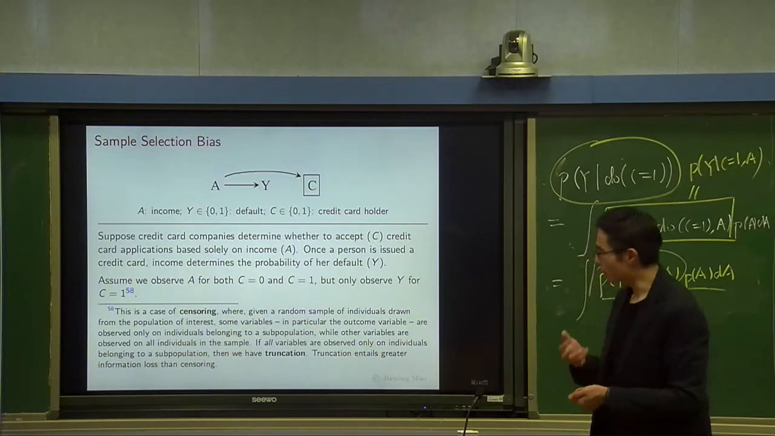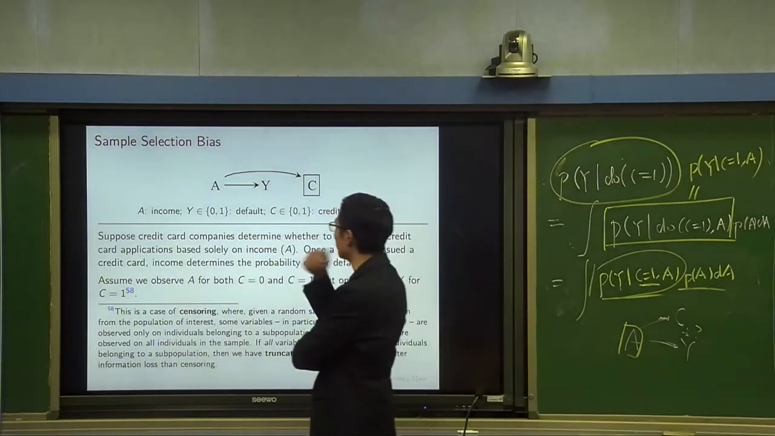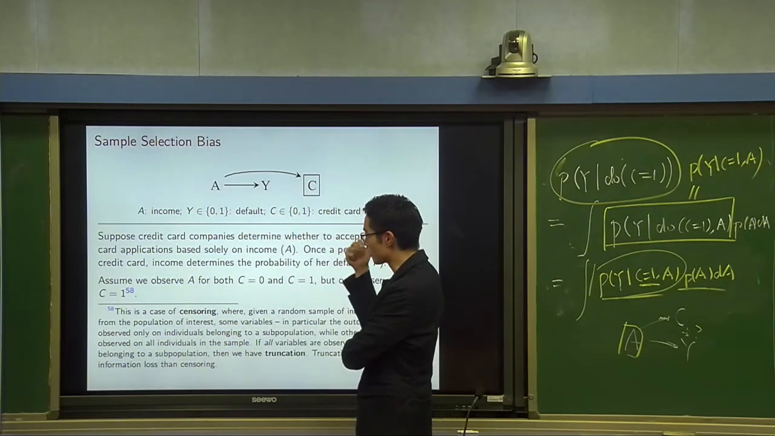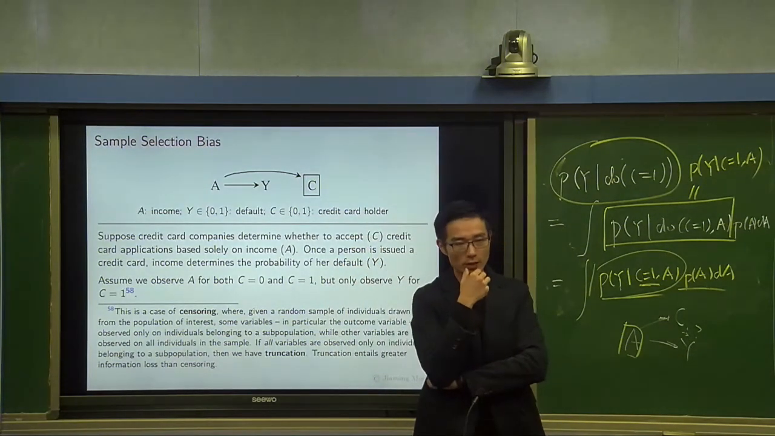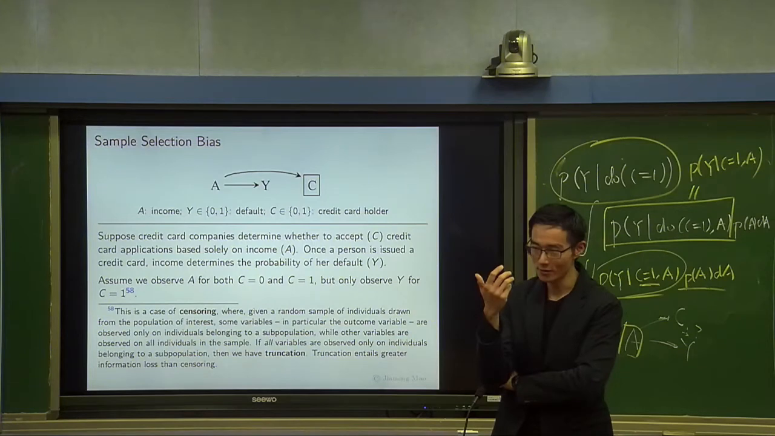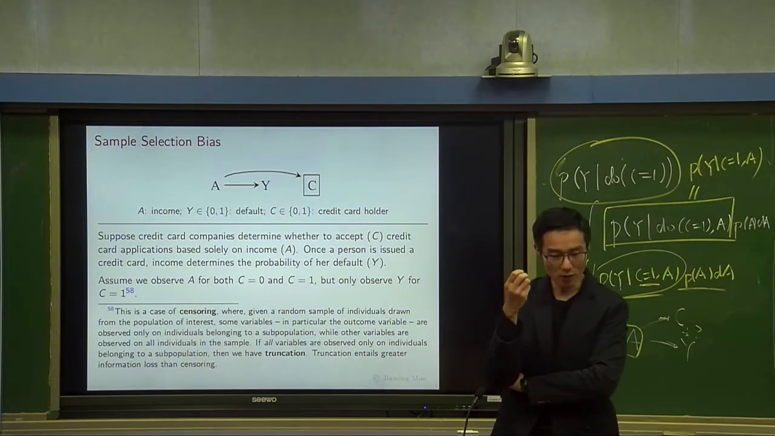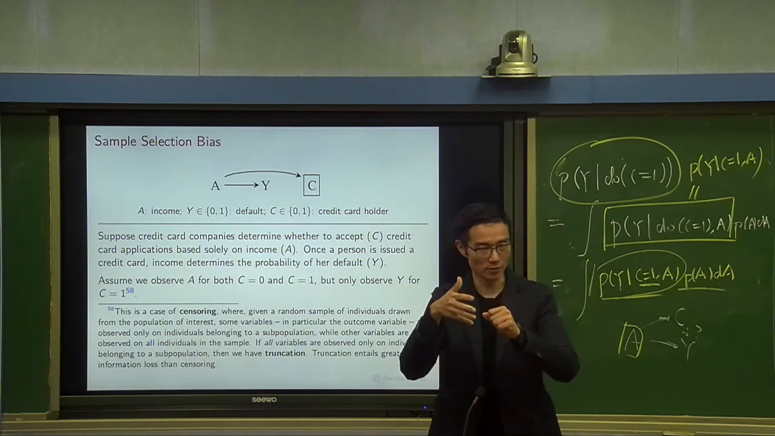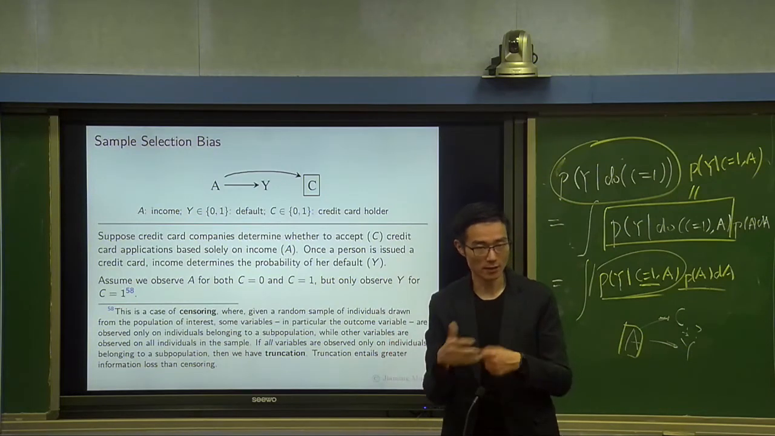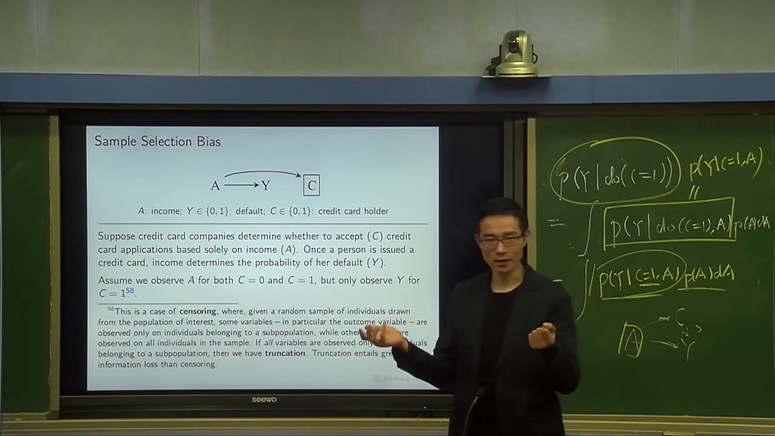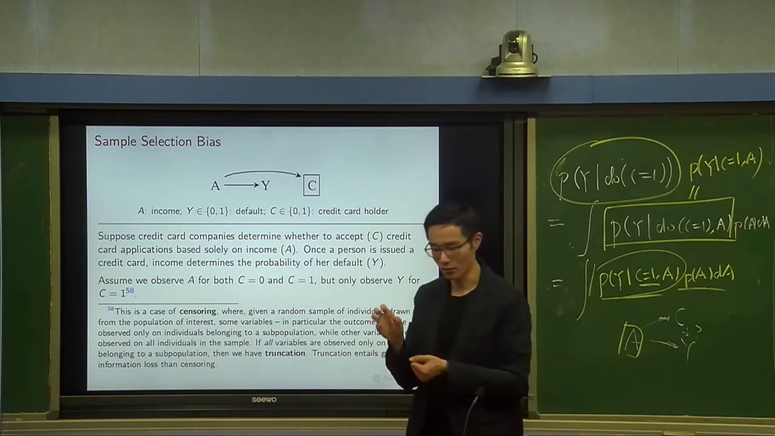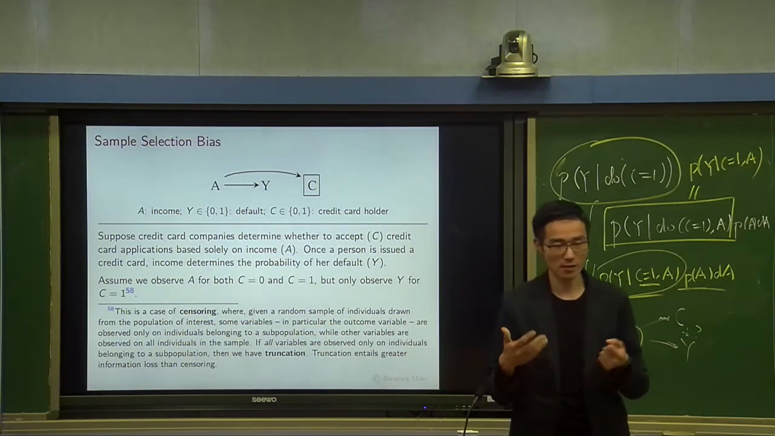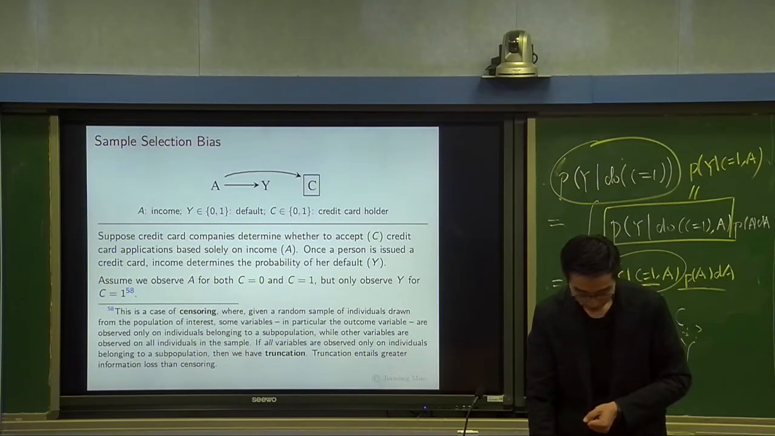By the way, this kind of data, where we see A for the entire population but we only see Y for part of the population, is a kind of censoring data. You may often hear people talk about censoring and truncation data. Censoring means we do not observe the entire sample for all the variables. For some variable I'm interested in, I only see part of the population; for other variables, I see the entire population. That's called censoring. Truncation means for all the variables, I only see a subpopulation. So truncation has a higher information loss. Truncation is a harder problem to deal with in data analysis. Censoring is a little bit easier.